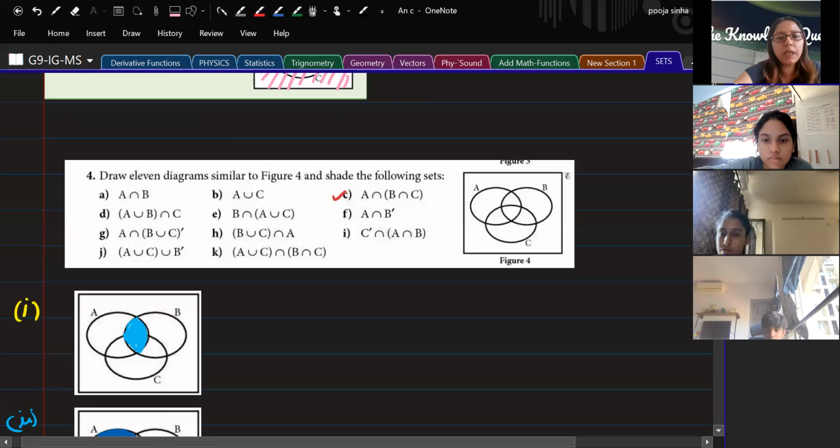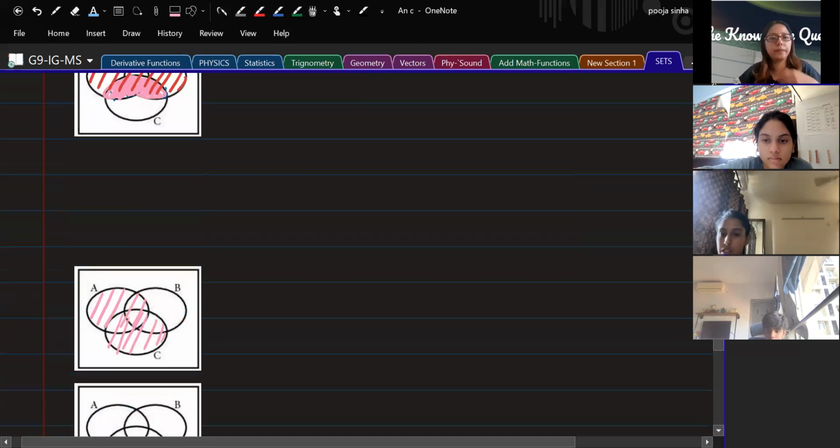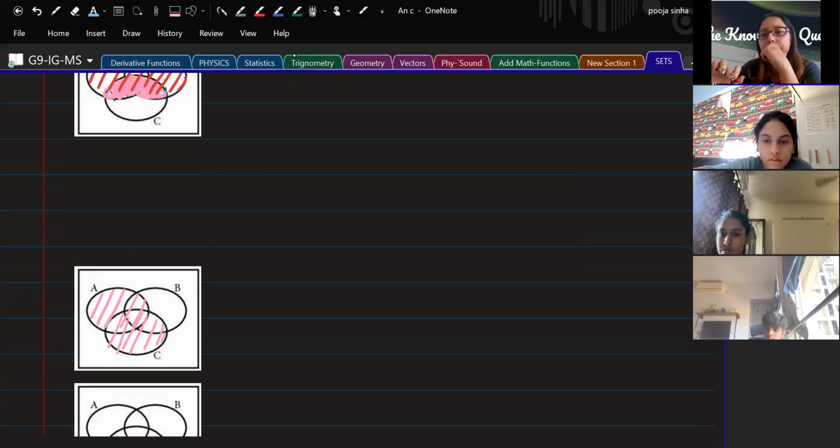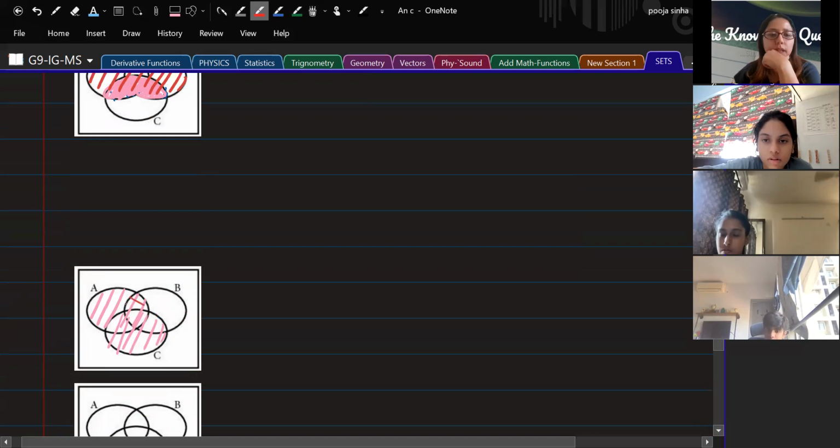It says B intersection with this. B's intersection with this, which is the middle top and the middle right section. B's intersection with this, which will be the part, do you mean this? This is the part which is coming in both, in B also and A union C. So what do I highlight? This, the red part. Okay, that's my final answer. Right? Correct.